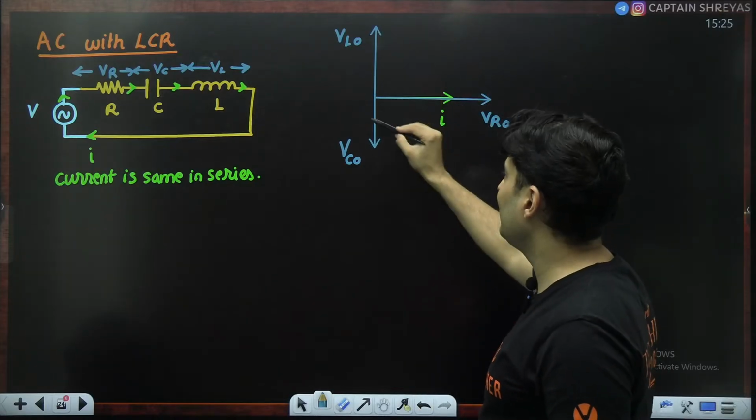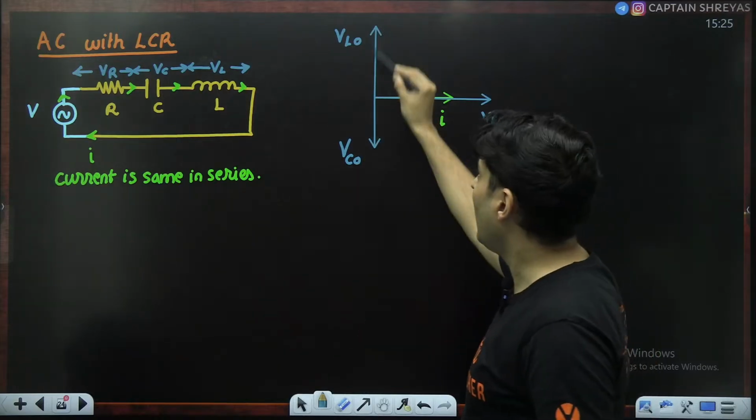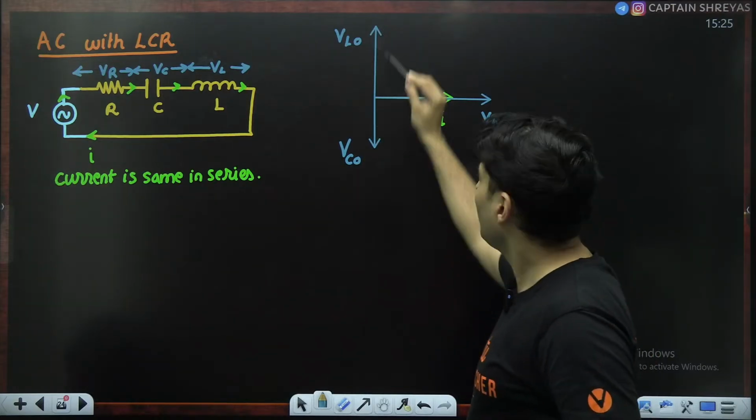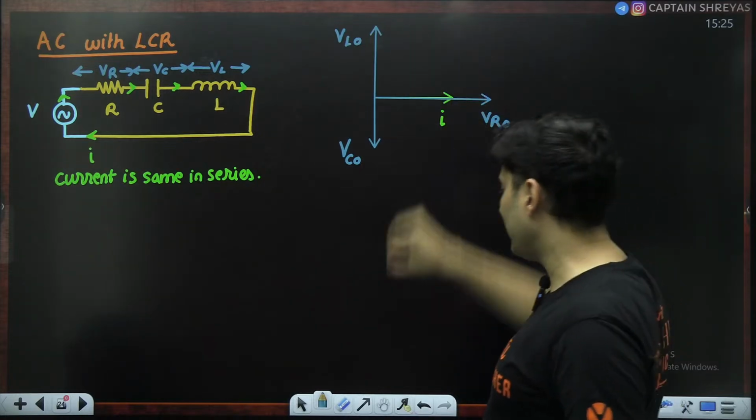Now I have to add these three phasors by treating them like vectors. How do I add these three vectors? Obviously, I will first take care of these two because they are along the same line.